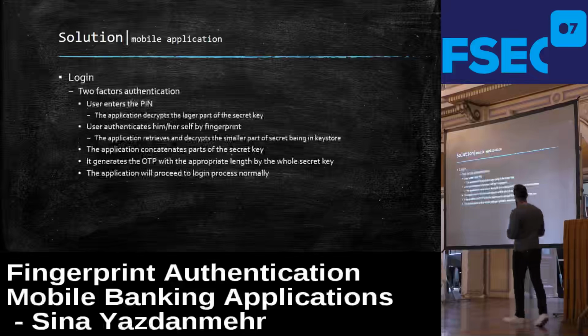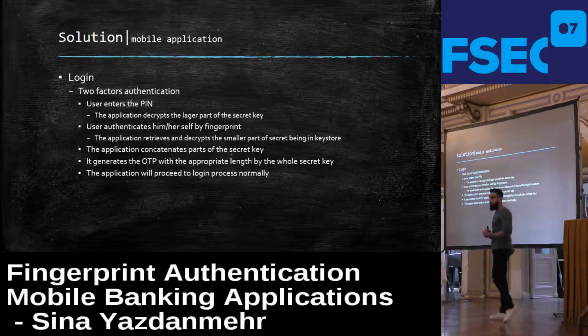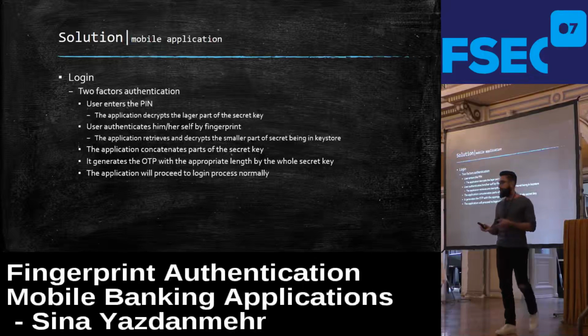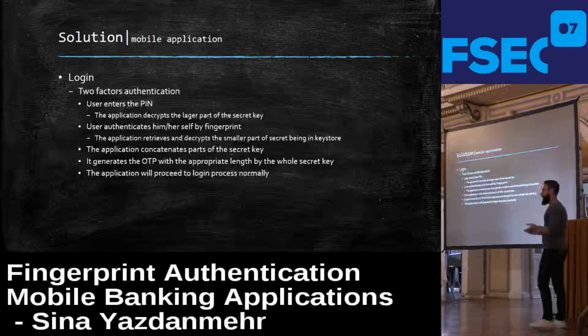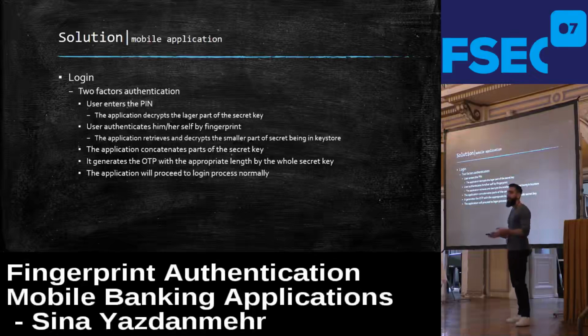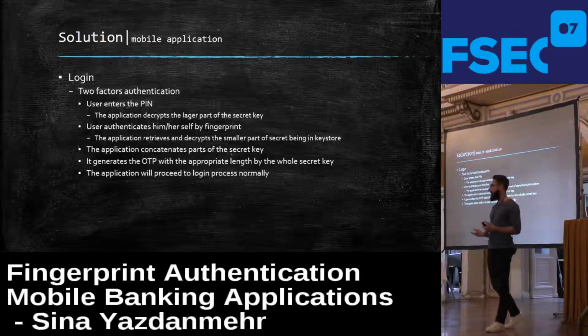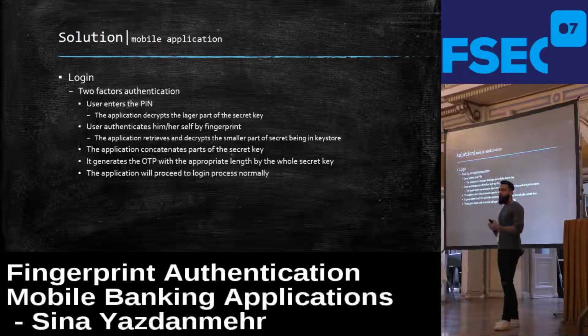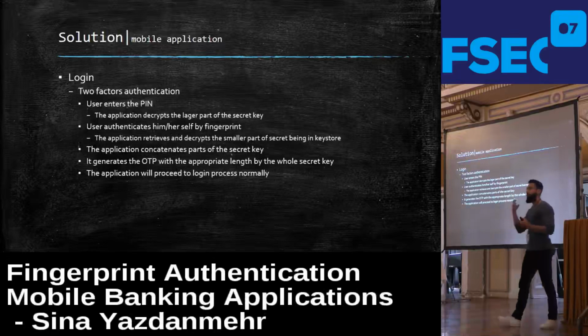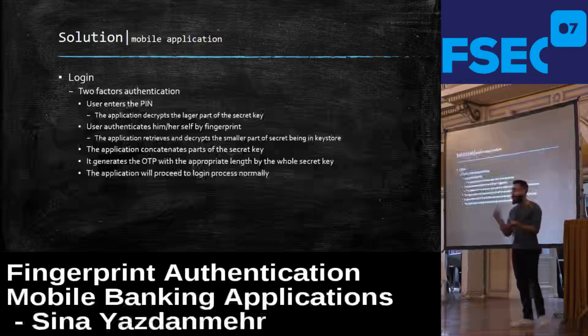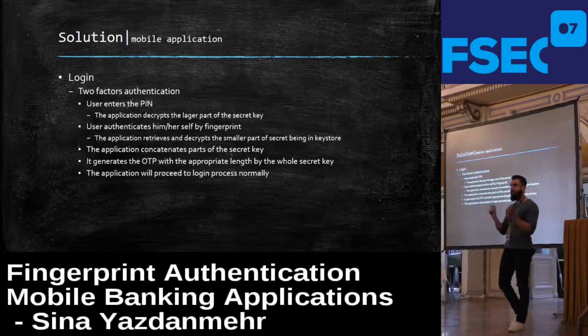But what about two-factor authentication? First, the application asks the user to enter the PIN, to decrypt the bigger part of the secret key. After that, it asks the user to authenticate himself with his fingerprint. Now the application can retrieve the encryption key from the key store, to decrypt the smaller part of the secret key. Now the application has two parts of the secret key in plain text.